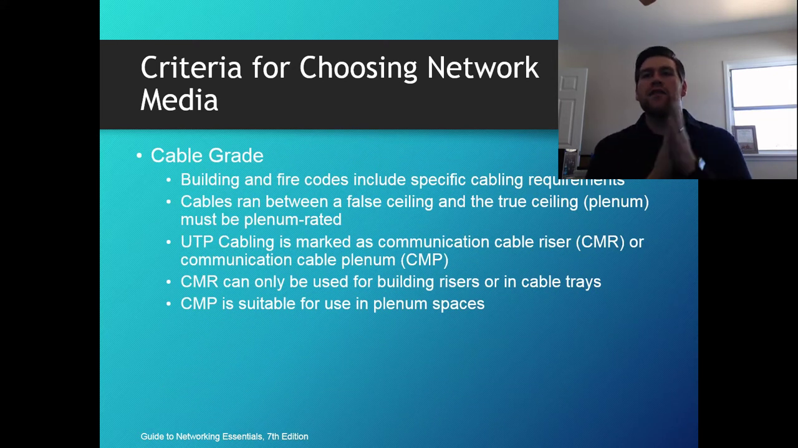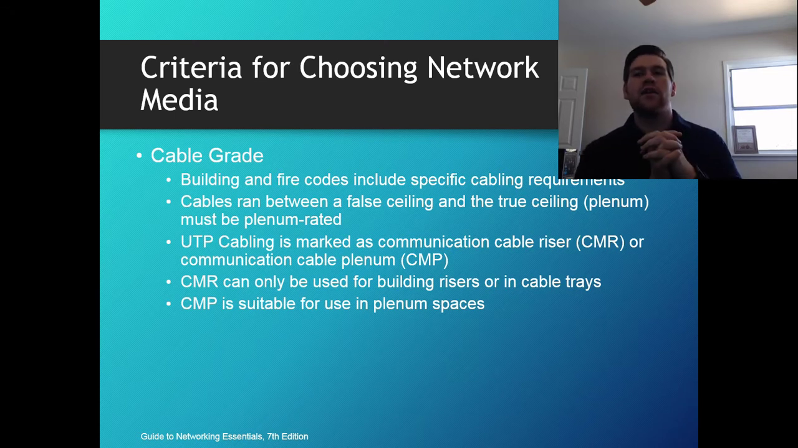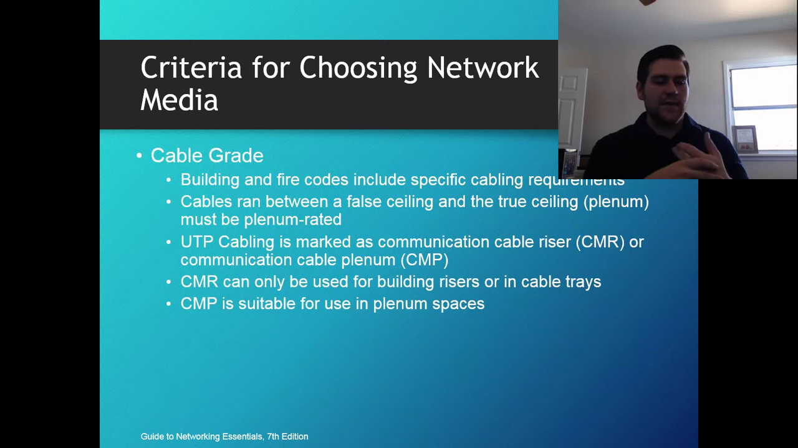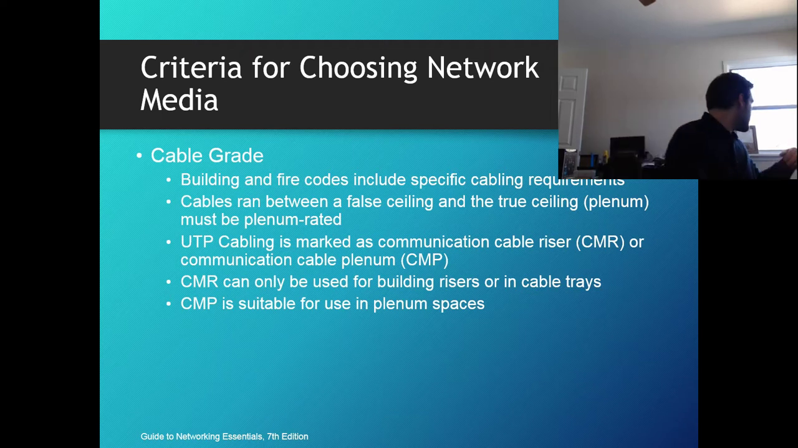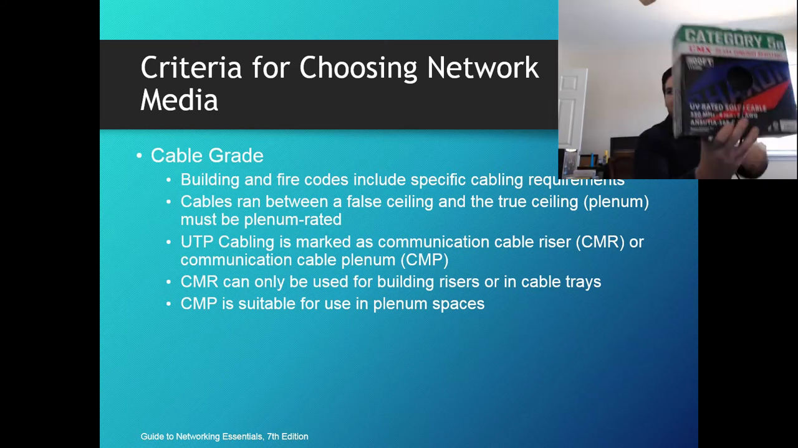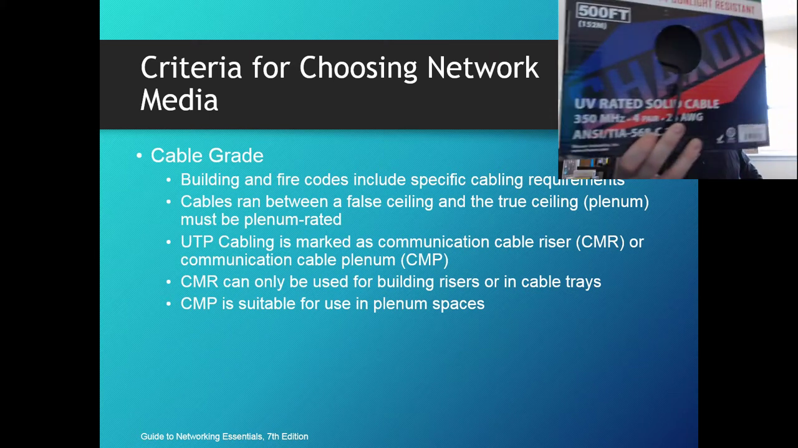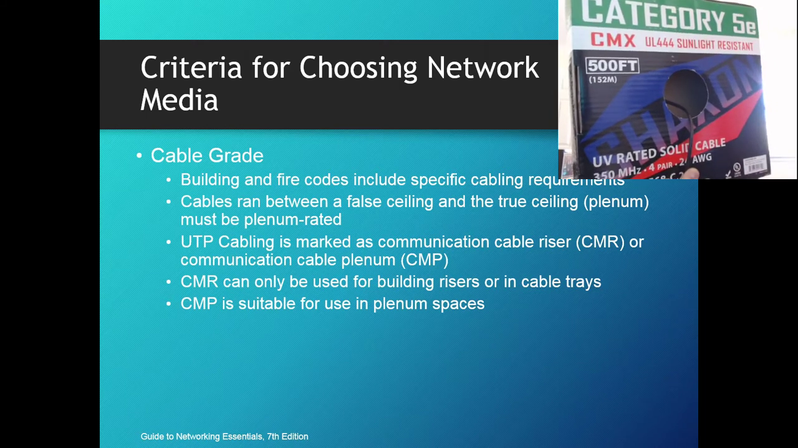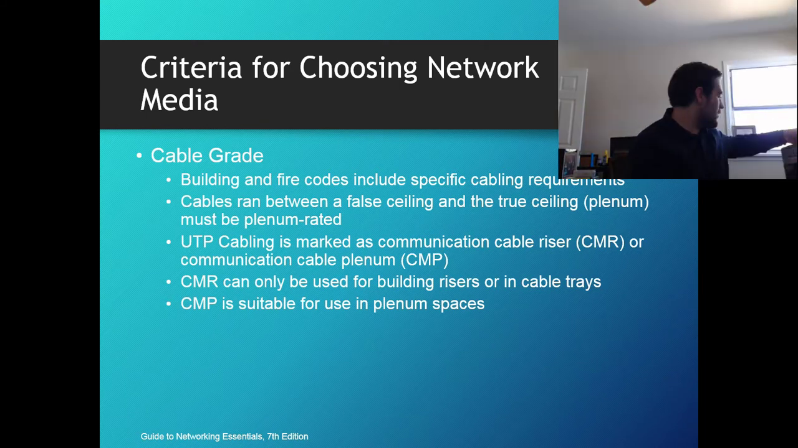Okay, and the final criteria, well, I guess maybe not the final criteria, but another important criteria for selecting your cabling is the grade of cable. So when you're talking about different kinds of cabling, it must be rated for where you're using it. There's a couple of different ratings: CMR, CMP, and CMX. CMX is for outdoor usage. There, hopefully you can see that. That's CMX. So that's for sunlight resistance.